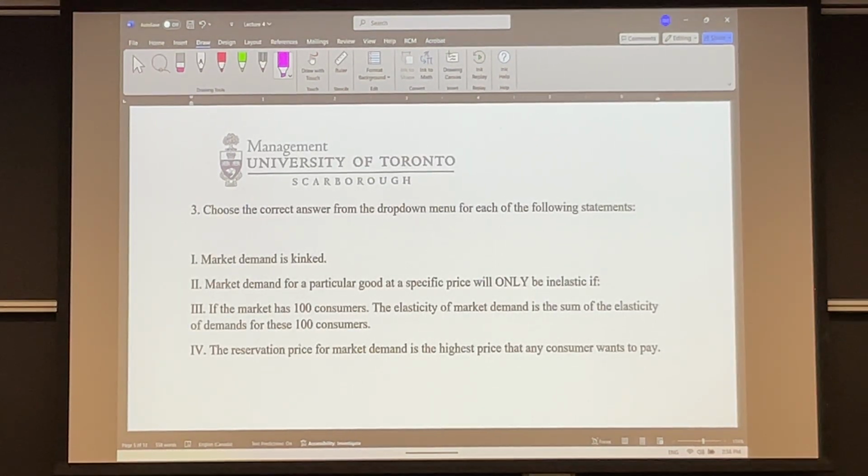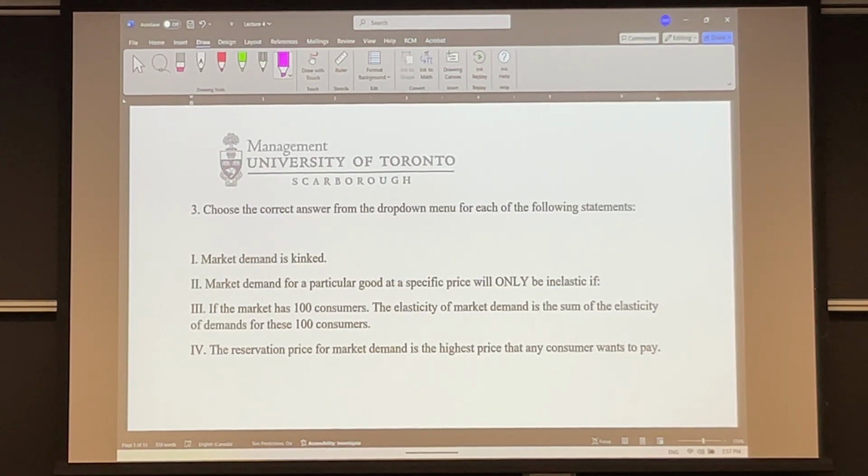Question for you. Market demand is kinked. Always, sometimes, most often. Which one? The market demand is kinked. Always, sometimes, most often. Sometimes, when it is a perfect pursuit. No. Choose one of these 3. Always, sometimes, most often.